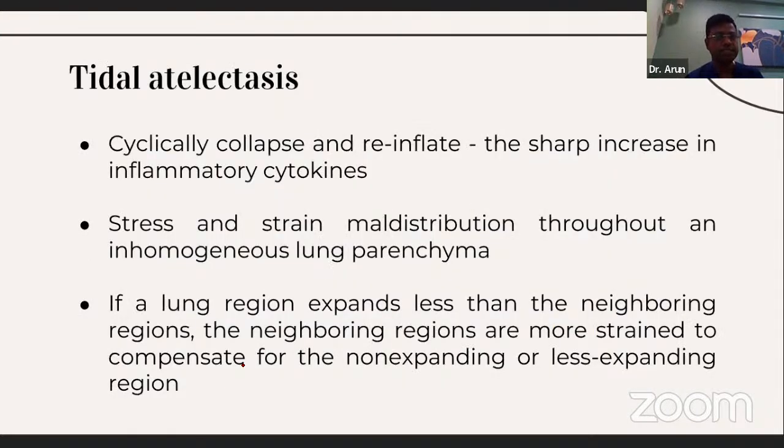And the next type of trauma is tidal atelectasis, that is repetitive collapse, repetitive opening and closing of alveoli. That causes extensive release of cytokines. Even when we are applying PEEP, they observed that compared to higher tidal volume, with lower tidal volume this biotrauma or atelectatic trauma is also less. Stress and strain maldistribution will occur throughout inhomogeneous lung parenchyma.